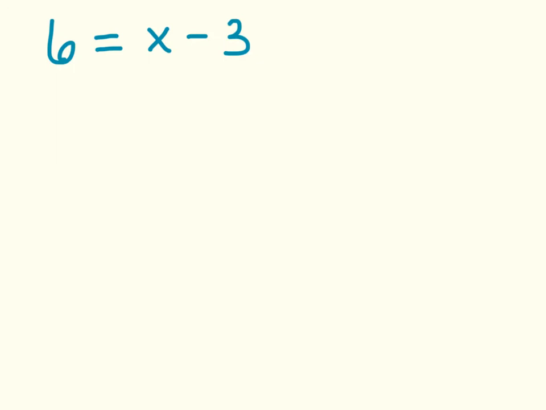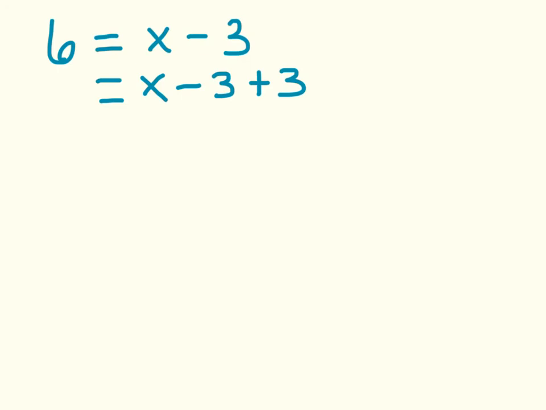Now let's try this example, which uses subtraction. 6 is equal to x minus 3. Okay, so remember, we want to get x by itself. We want to isolate it so that we can find out its value. How do we get x by itself? Right, we would add 3.